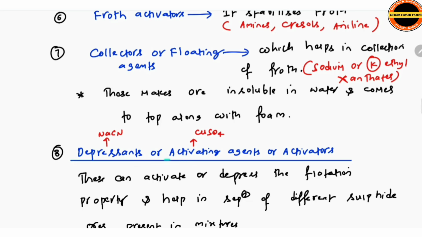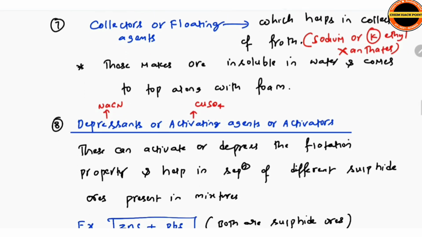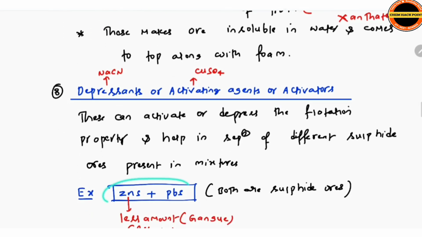Depressants and activating agents, or activators: an example of a depressant is NaCN, sodium cyanide, and an activating agent is copper sulfate. We use these when more than one sulfide ore is present in the solution, for example zinc sulfide and PbS. We need to separate only one sulfide ore. Think that our target is only to get PbS. PbS shows the floating property. These agents can activate or depress the flotation property and help in separation of different sulfide ores present in mixtures.